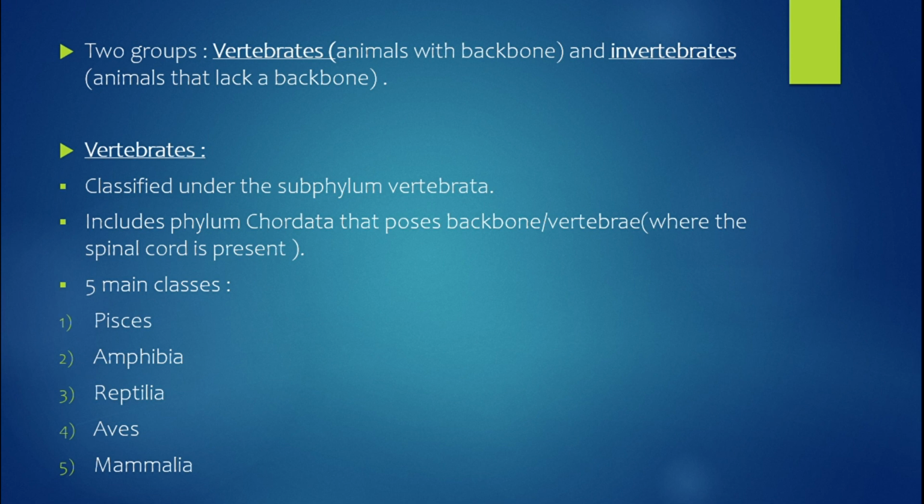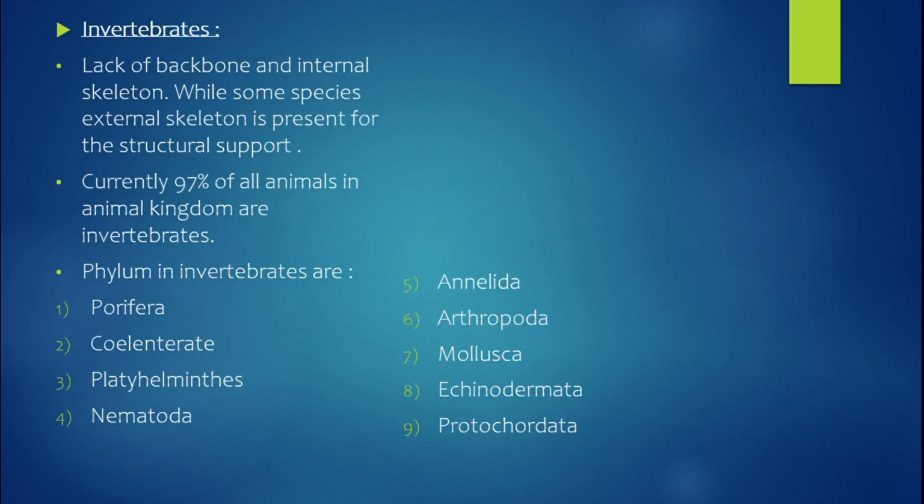Next is invertebrates. As I told you, they lack a backbone and internal skeleton. They don't have the internal skeleton, while in some species an external skeleton is present only for structural support. Currently 97% of all animals in the animal kingdom are invertebrates. As you can see, there are a total of 9 phyla in invertebrates.